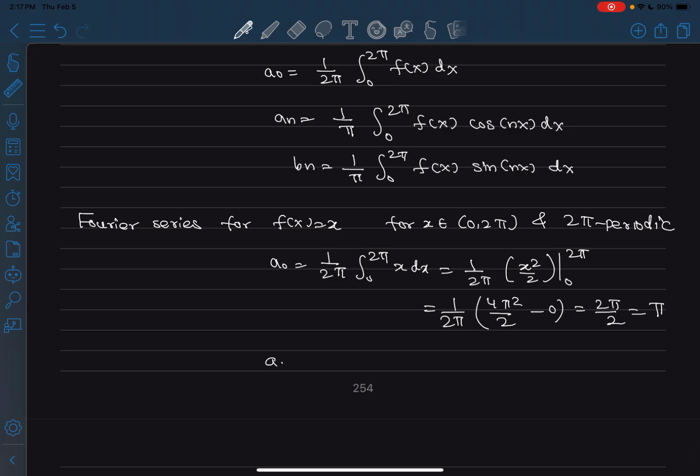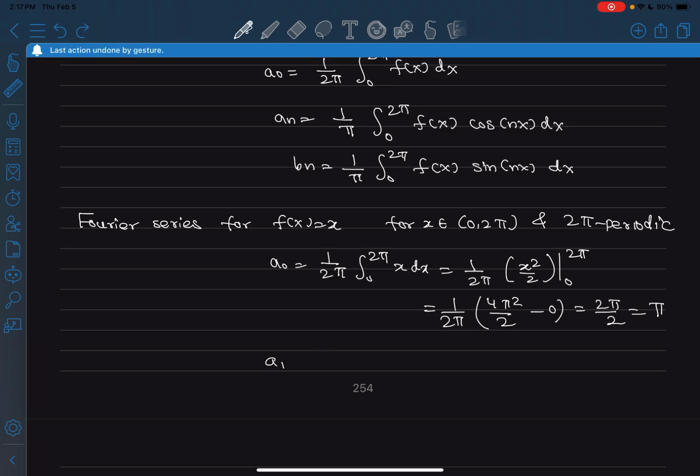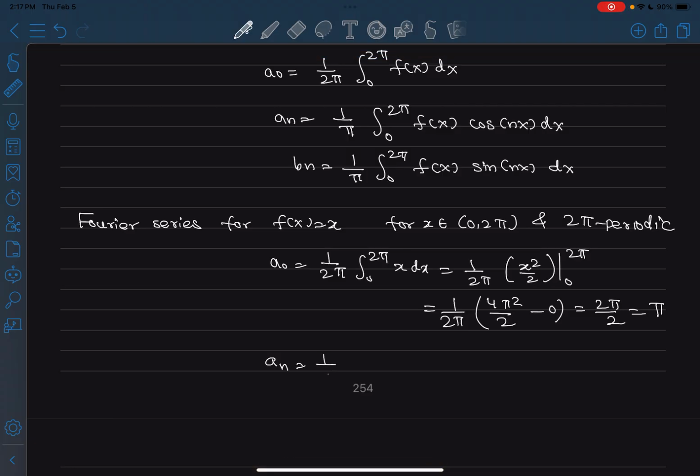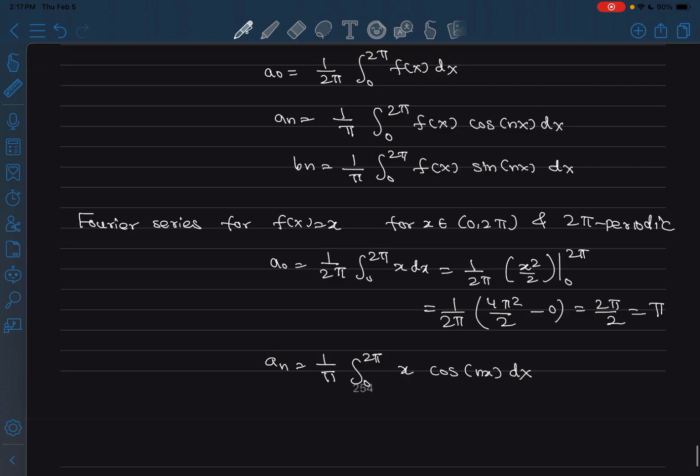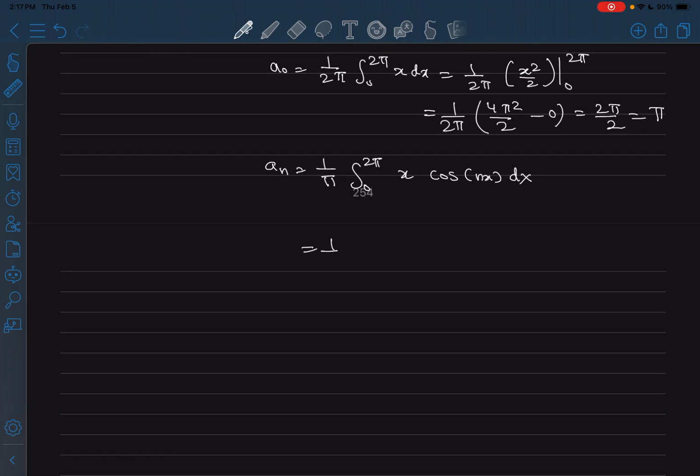Now for a_n, it will be 1 over pi integral from 0 to 2 pi of f of x, and f of x is x in this case, times cosine of nx dx, right? So let's integrate this using integration by parts. So 1 over pi, we have x times sine nx over n minus the derivative of x, which is 1, times the integral of cos, which is sine, so minus minus is plus.